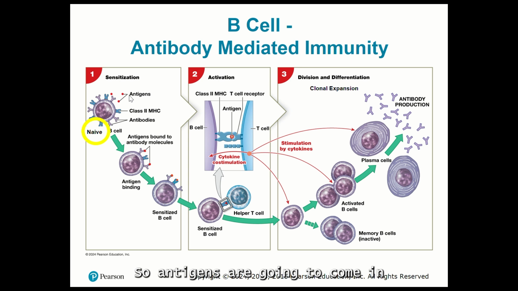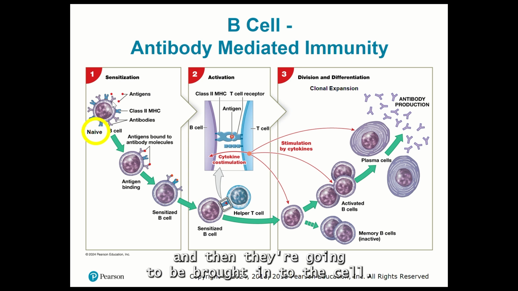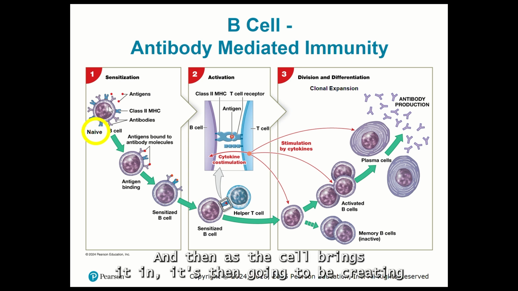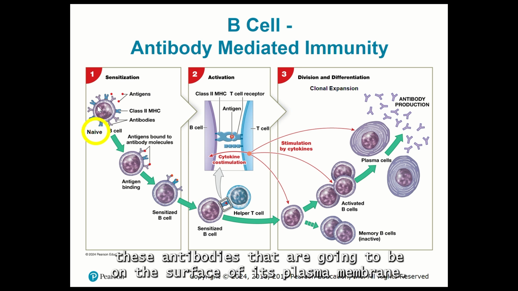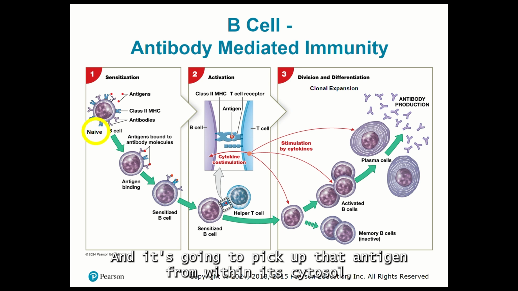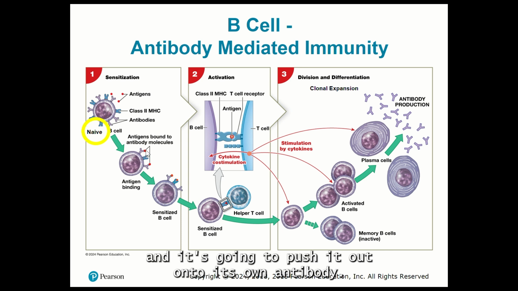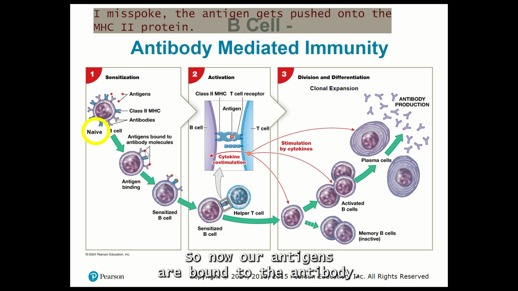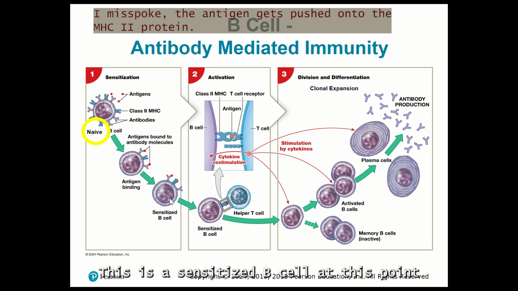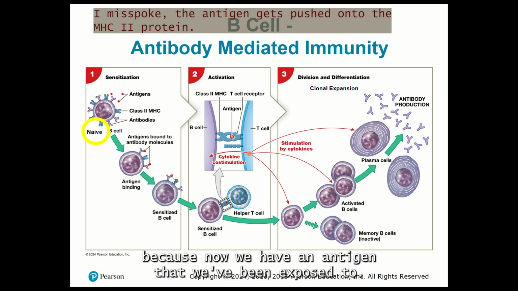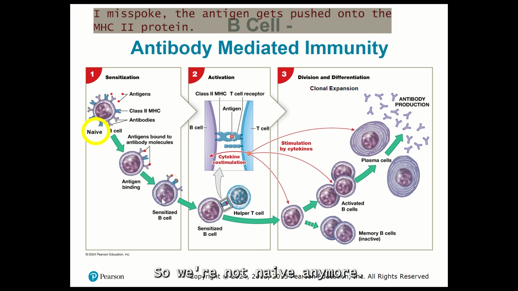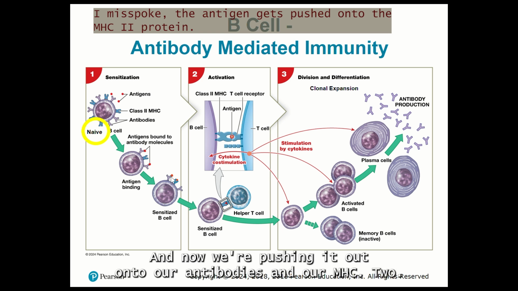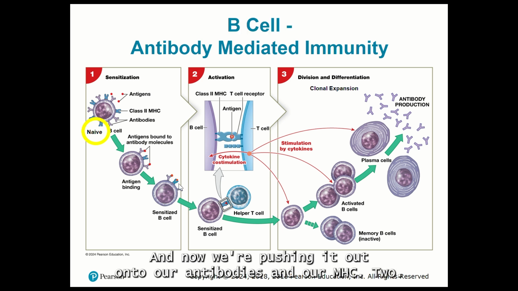So antigens are going to come in, and then they're going to be brought into the cell. And then as the cell brings it in, it's then going to be creating these antibodies that are going to be on the surface of its plasma membrane, and it's going to pick up that antigen from within its cytosol, and it's going to push it out onto its own antibody. So now our antigens are bound to the antibody. This is a sensitized B cell at this point, because now we have an antigen that we've been exposed to, so we're not naive anymore, and now we're pushing it out onto our antibodies and our MHC2.